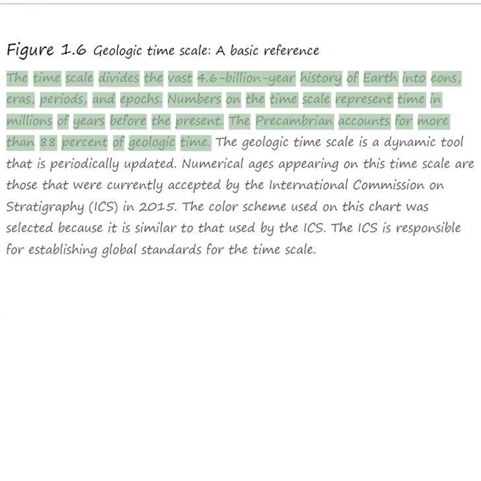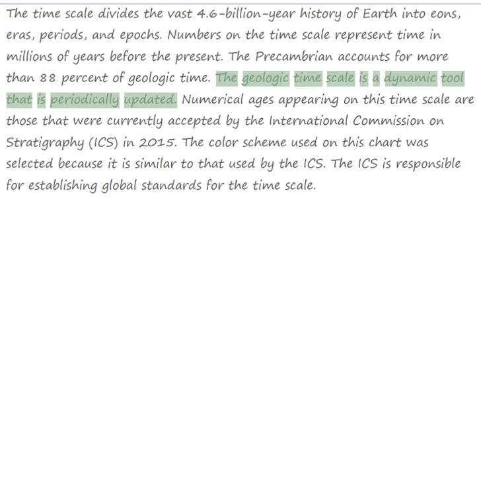The time scale divides the vast 4.6 billion year history of Earth into eons, eras, periods, and epochs. Numbers on the time scale represent time in millions of years before the present. The Precambrian accounts for more than 88% of geologic time. The geologic time scale is a dynamic tool that is periodically updated.